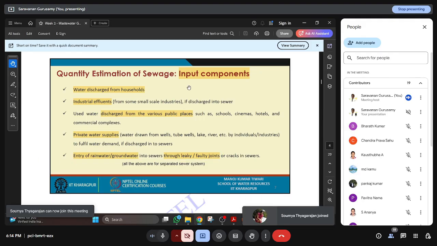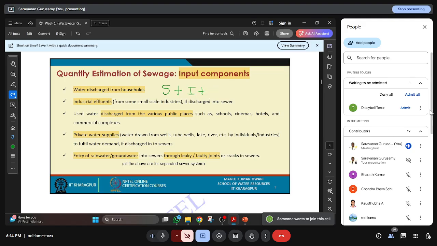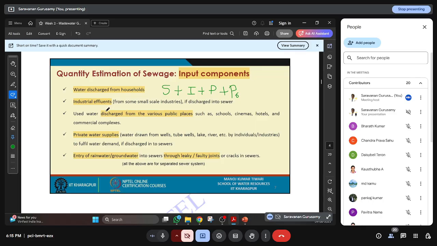First is water discharge from the household, that is our sewage. Second, industry effluents will also come, that is an added one. Third is discharge from the public places. Fourth is private water supplies, because not only the water that is supplied by the municipality, we also have some bore wells, so that will also come out along with the wastewater. And fifth, the entry of rainwater and groundwater into the sewers through the leaks. So all this contributes to our sewage.